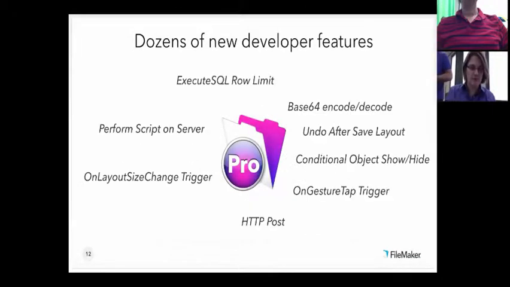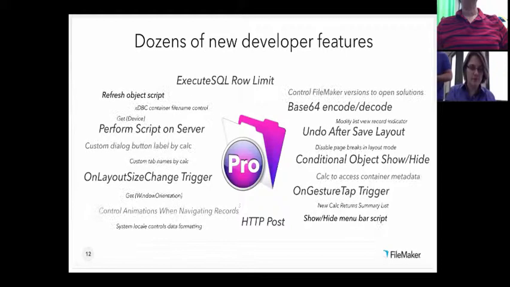And then there's all kinds of new developer features. My personal favorites are Perform Script on Server, which lets you offload a lot of work to the server, which is really neat. And my other favorite is the conditional object show and hide, which lets you, using a condition on the layout, dynamically show and hide objects. Base 64 is pretty nice. Base 64 is cool too. I've seen some neat tricks with Base 64 as well. It's just not something I do a lot.